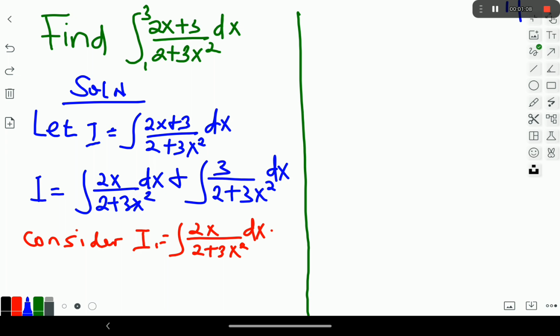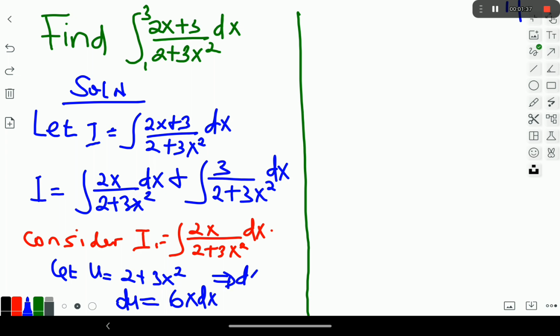You can see the denominator can reduce the numerator, so we are going to let u be equal to 2 plus 3x squared. Then from that we can differentiate and remove dx after getting its expression in terms of u. I hope you agree with me. Say du will be equivalent to 6x dx.